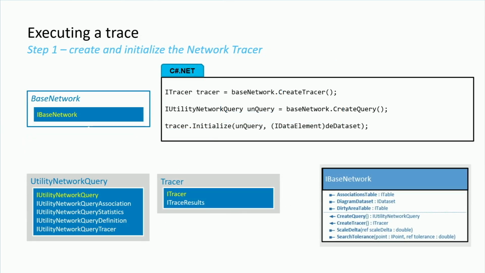So now that we saw the data element, let's say we want to run a trace, for example. In this case, the base network is your IDataset for your utility network. It's just cast to an IBaseNetwork. All we need to do to run our trace is cast it to an ITracer. We need to create a utility network query, and then we'll initialize the tracer with a query and a data element. From here, we can run any kind of trace we want using tracer.Trace. But as you can see down below at the bottom right again, these are the available methods of the IBaseNetwork interface. So CreateQuery and CreateTracer will be used to get your tracer and initialize your tracer.